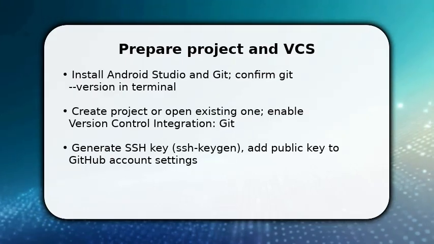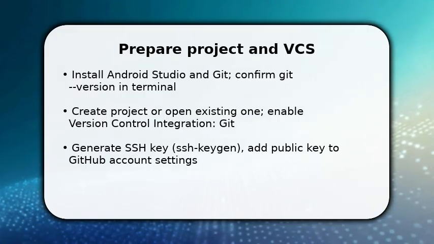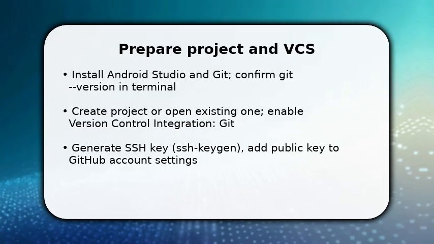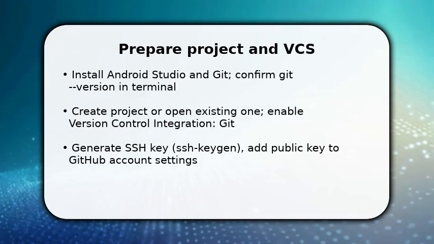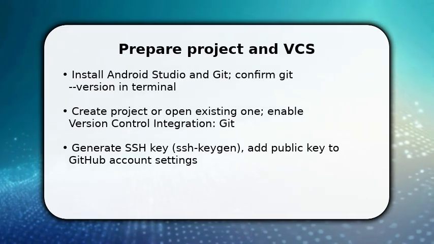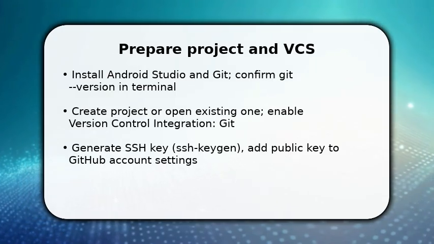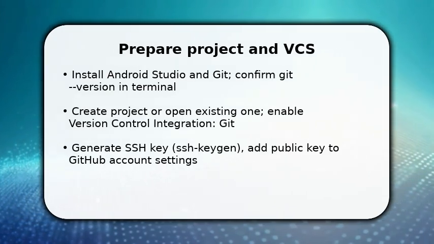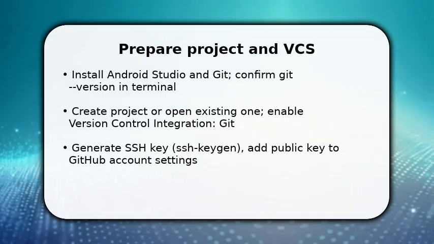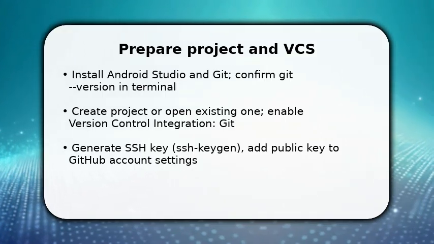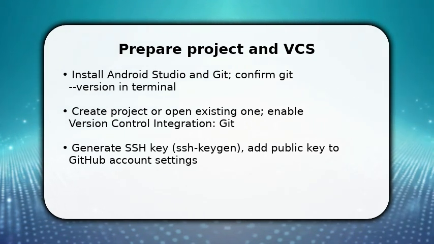You start by preparing the project so Git commits flow cleanly. Open Android Studio, enable version control integration and select Git. This wires IDE actions to the repository. Once done, generate an SSH key pair with ssh-keygen and copy the public key into your GitHub account for secure pushes. Make sure Git is on PATH so Android Studio can call it. This combination avoids password prompts and sets the exact route your code will travel to GitHub.